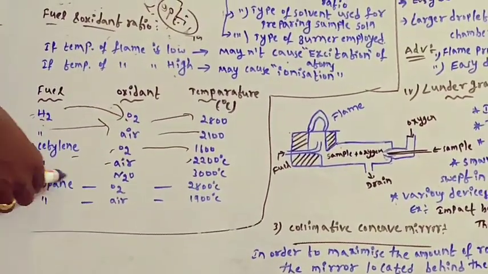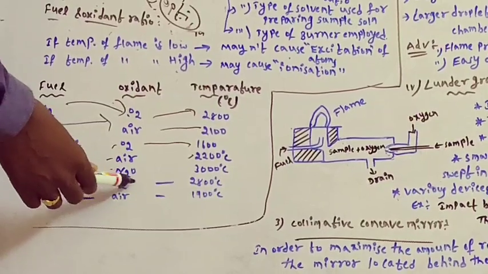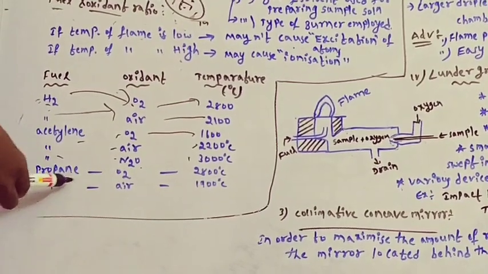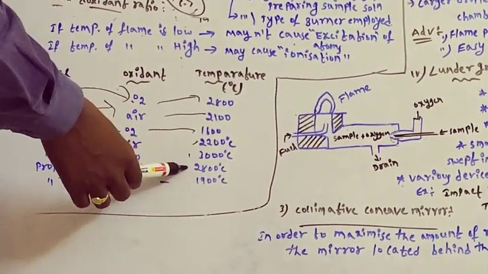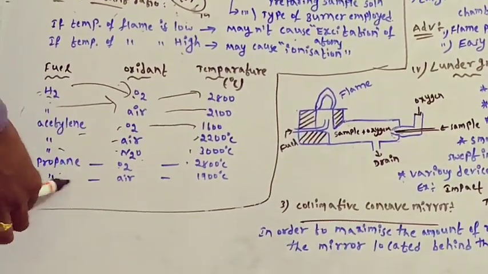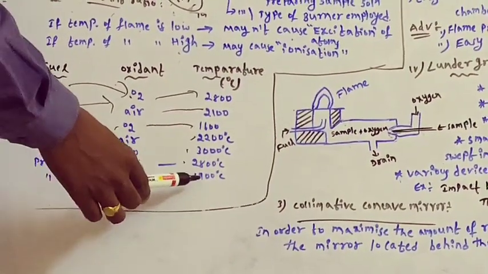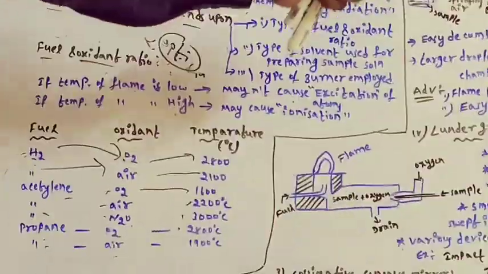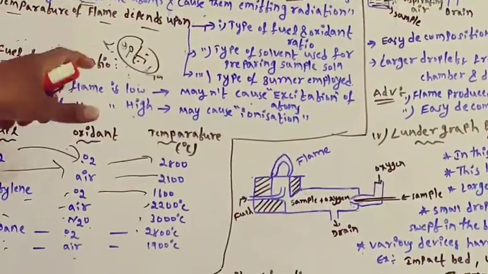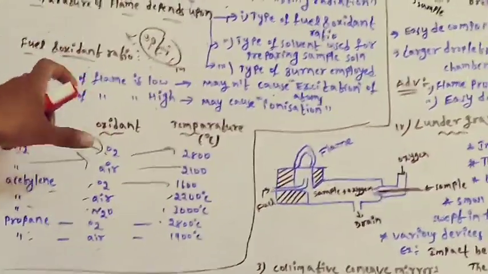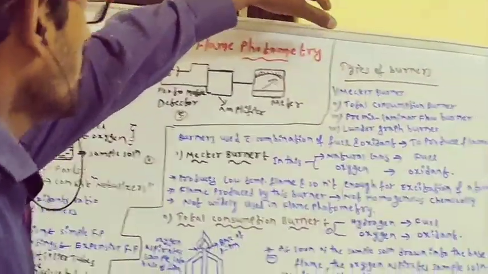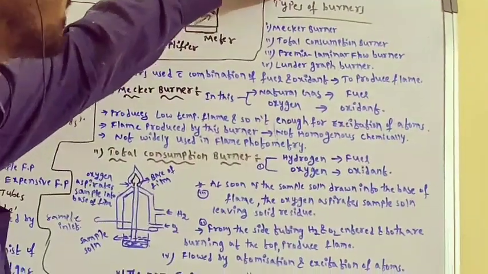If you use acetylene as the fuel and dinitrogen oxide, we will get 3000 degrees centigrade. If you use propane as the fuel and oxygen as the oxidant, we will get 2800 degrees centigrade. Propane plus air will produce 1900 degrees centigrade. Based on the combination of fuel and oxidant, the temperature is produced; the temperature of the flame depends upon the fuel and oxidant ratio. Then the third thing you can see here: types of burners.